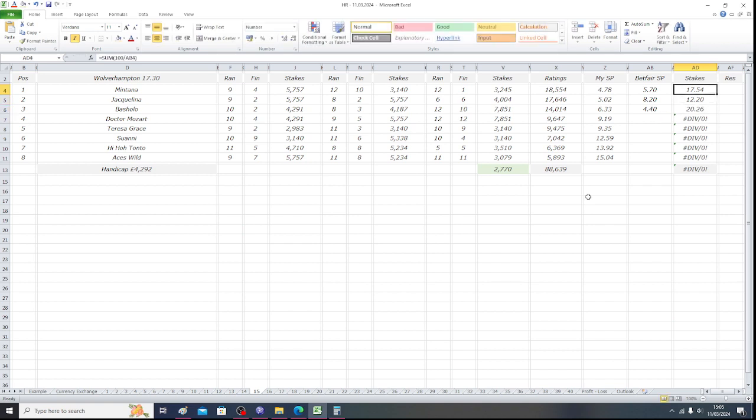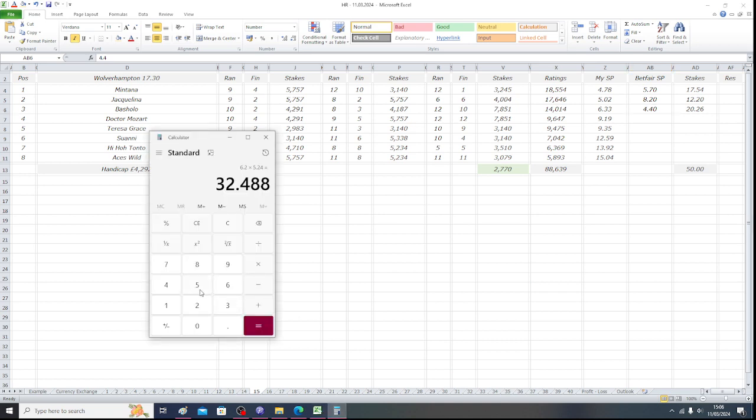Right, so Mintana and Jacquelina, if either one of these two was to win, you would return £100. And calculator time again: if Basciolo was to win, you've taken a price of 4.4 on the Betfair SP times 26 stakes, which would return £89, which would still be a good profit.